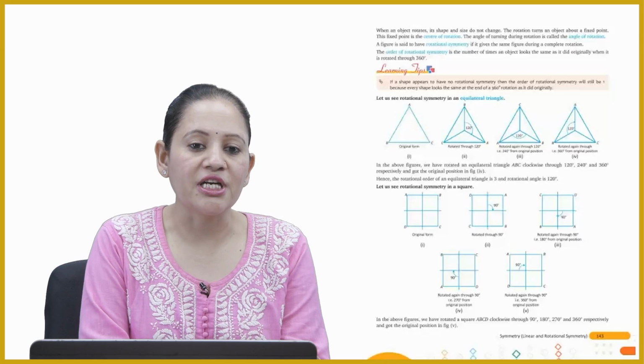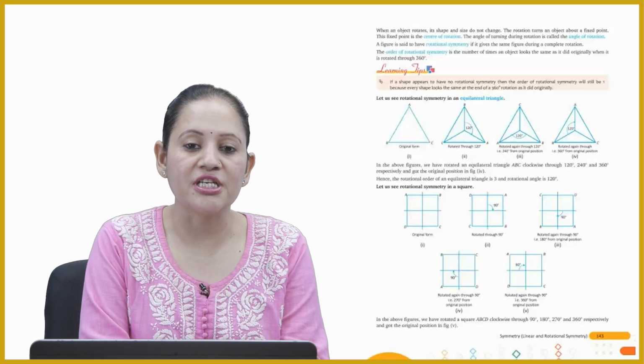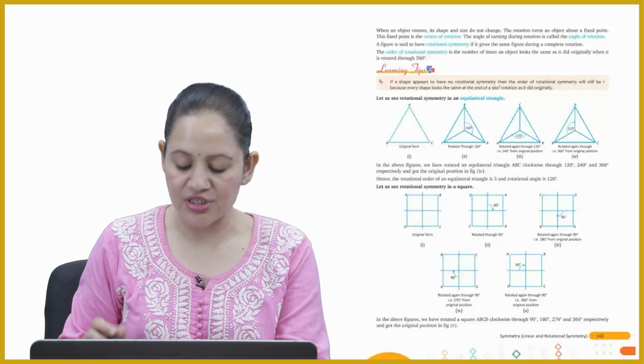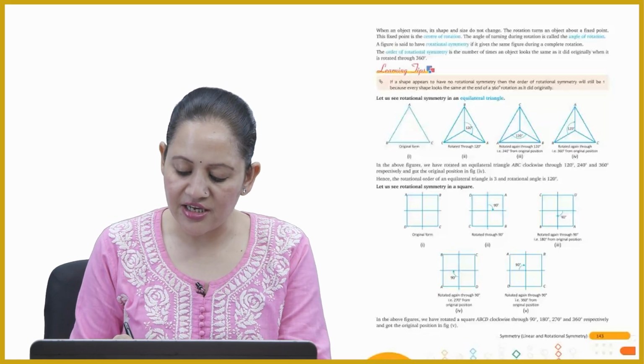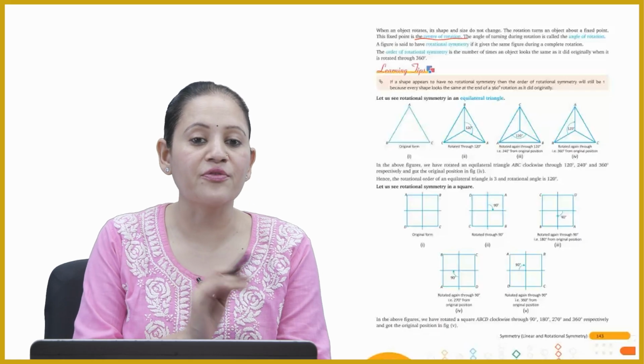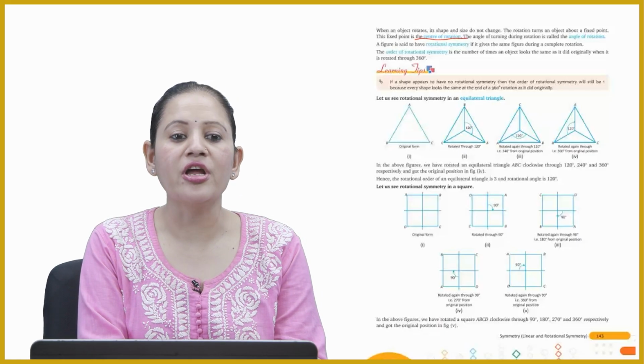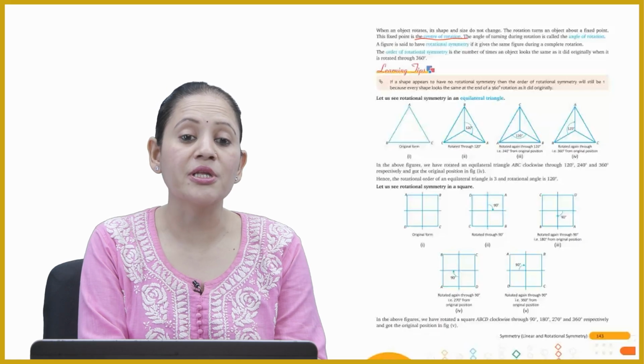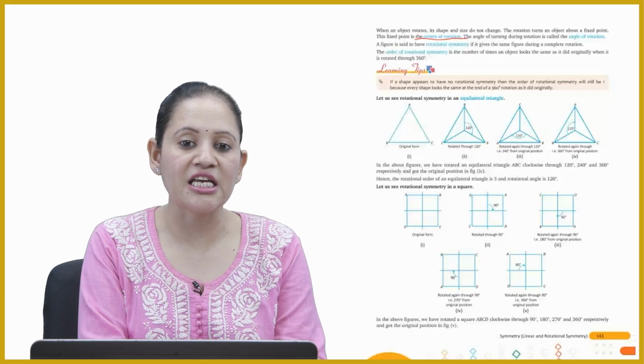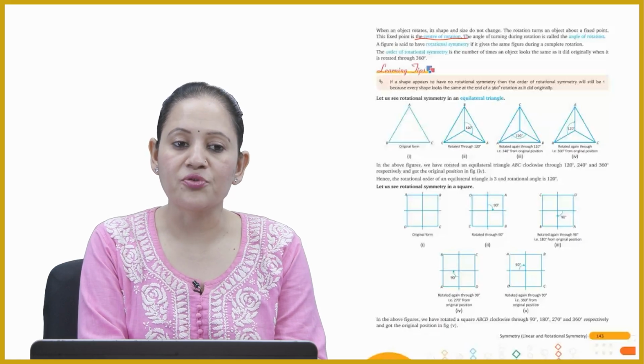When an object rotates, its shape, size do not change. The rotation turns an object about a fixed point. This fixed point is known as the center of rotation. ये जो fixed point है जिसके around move करता है, that is known as center of rotation. The angle of turning during the rotation, that is called angle of rotation. The figure is said to have rotational symmetry if it looks the same during the complete rotation.